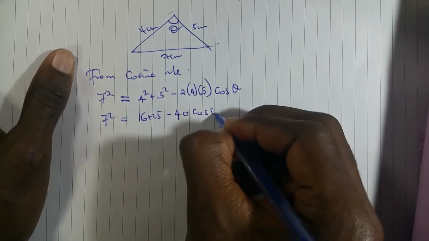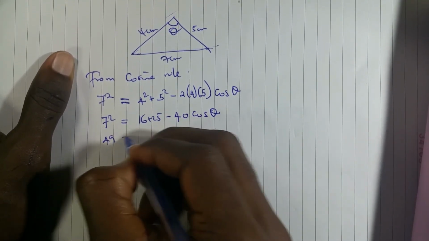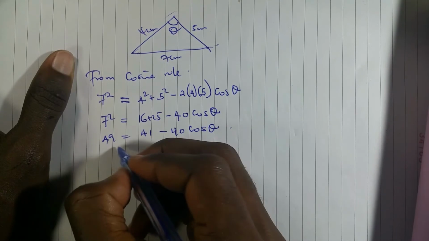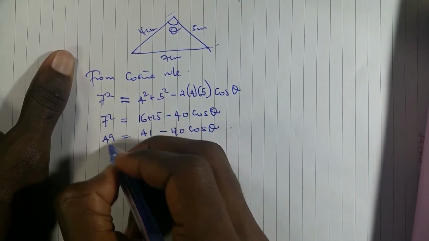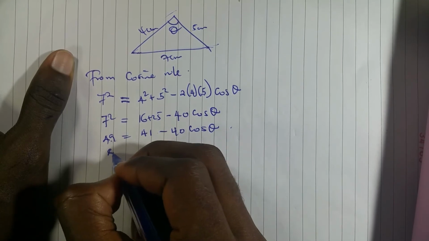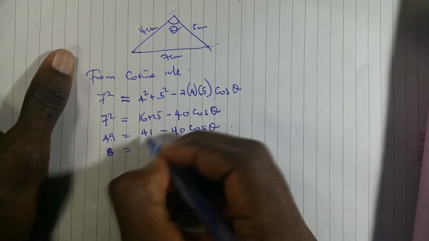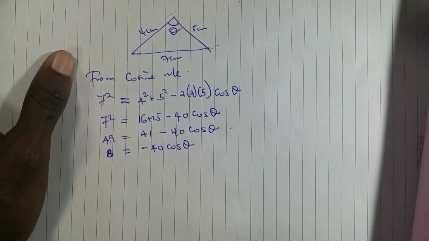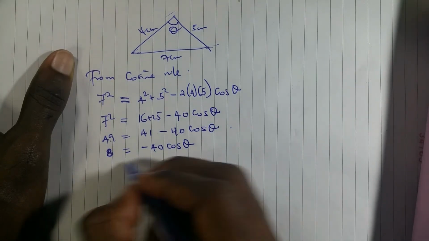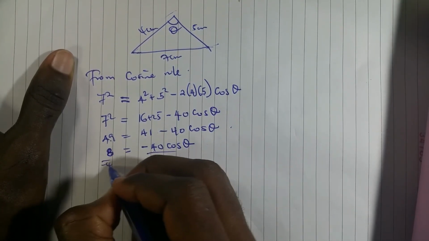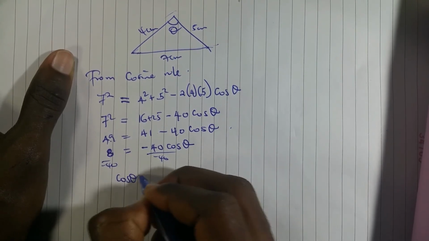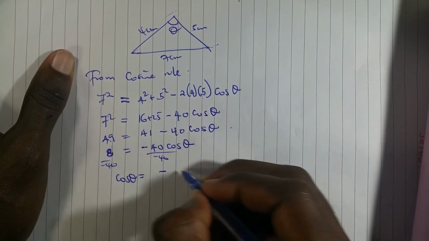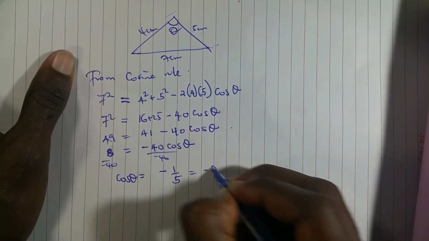Okay, cos theta. Here we have 41. 49 here equals 41 minus 40 cos theta. Take 41 to the other side, subtract on both sides. So if we minus 41 here will remain 8. 49 minus 41 is 8, equals 41 minus 41 is 0, equals negative 40 cos theta. So we divide throughout by negative 40 so that we have cos theta. This will cancel, and will actually be negative. 8 divided by 8 will be 1, 40 divided by 8 will be 5. Negative 1 out of 5, which is the same as negative 0.2.